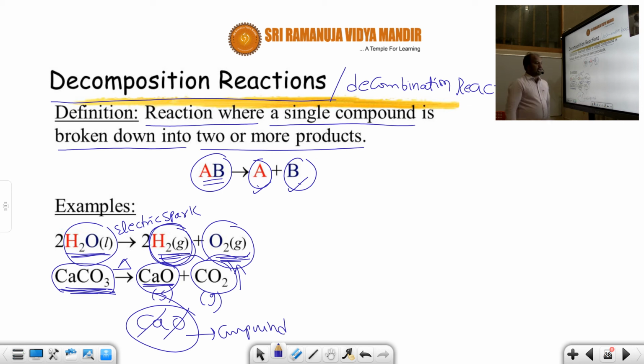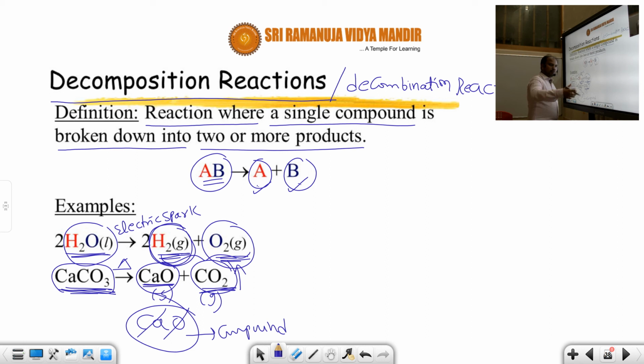In the decomposition reactions, you have to put the concentration in the product side. In the chemical combination reactions, you have to put the concentration in the left hand side, that means reactant side. So this is a decomposition or combination reaction? That's why you have to put the concentration on the product side. CO2, carbon dioxide: carbon, oxygen, different atoms. That's why this is a compound.